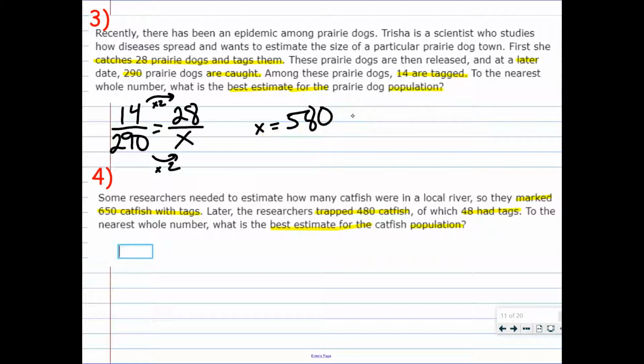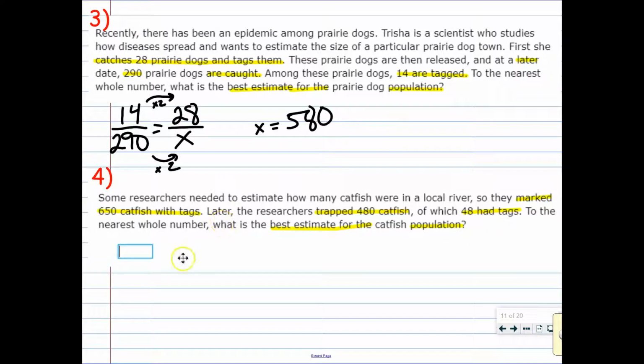So go ahead and hit pause and write that down. And if that did not make sense to you, you can also cross multiply like this and get 14x equals whatever, and divide by 14, and you'll still get 580. So that tells us that there's 580 prairie dogs total because it's really hard to count all of them.